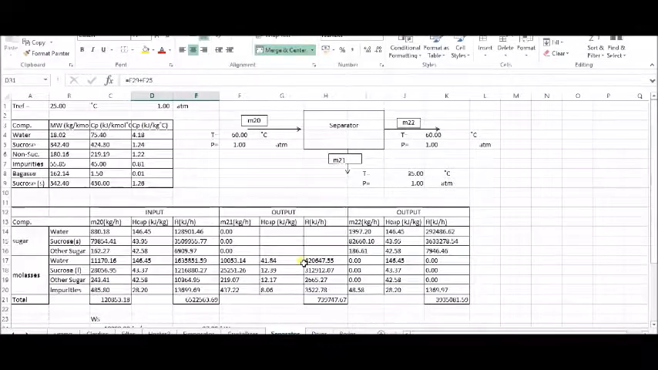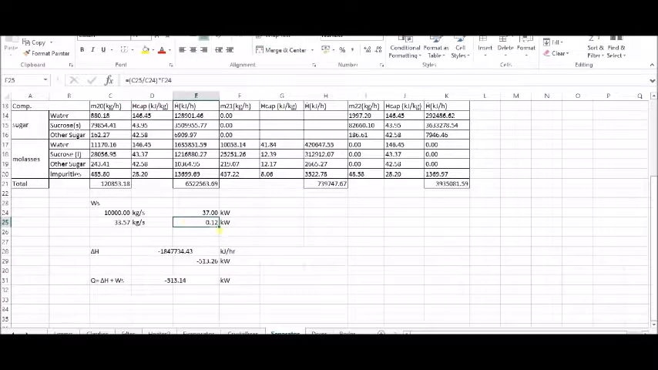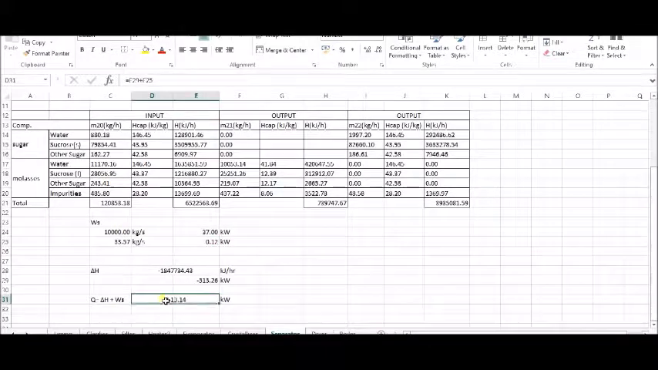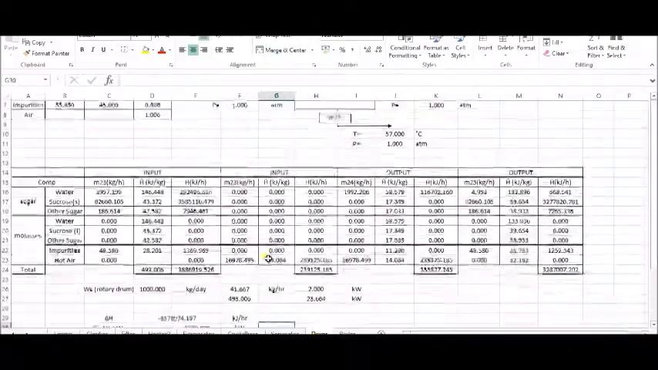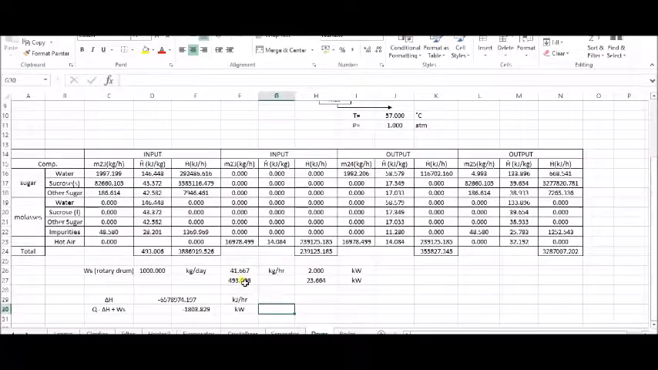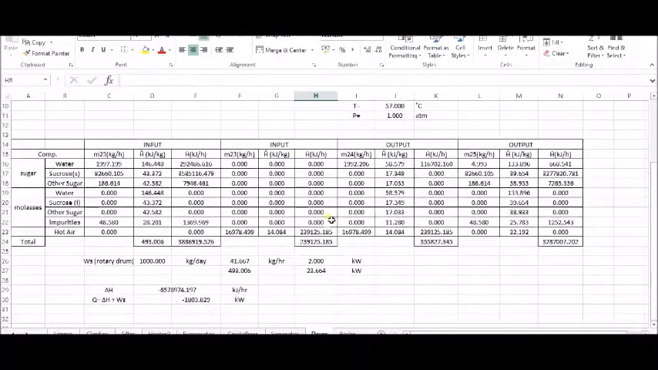And then for the separator, we have WS here. So it is 0.12 kilowatt for 33.57 kilogram per second. So we just add the delta H and the work shaft. So we will get negative 513 kilowatt. And for the dryer, we just do it as usual. We also have WS here because we use a rotary drum dryer, and we just add the delta H value with the work shaft. We will get negative 1803 kilowatt.